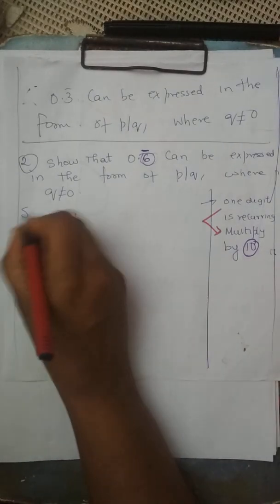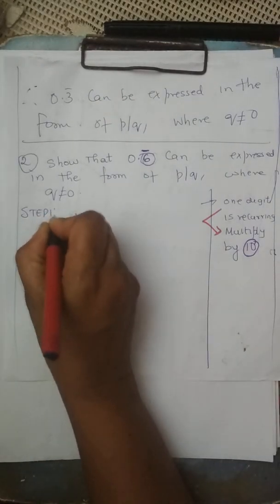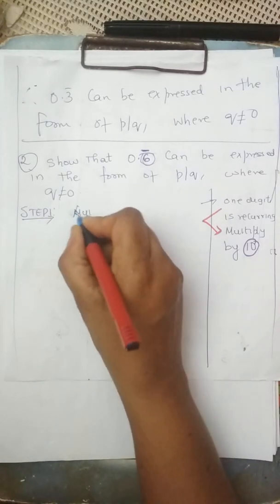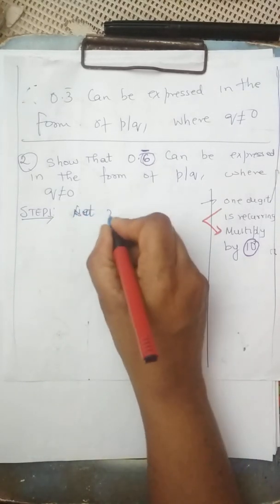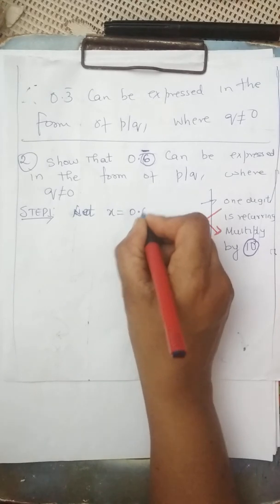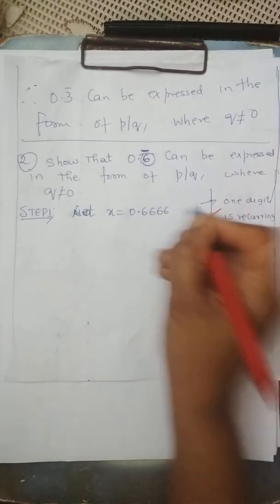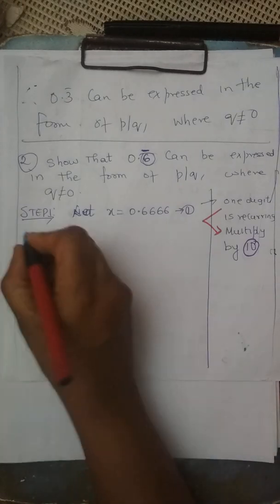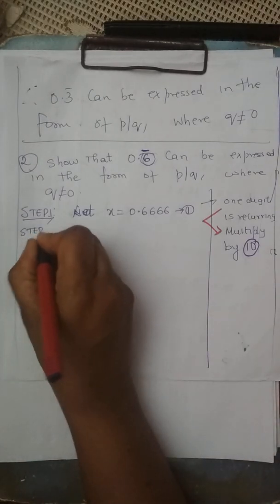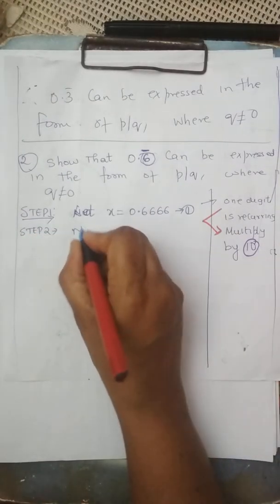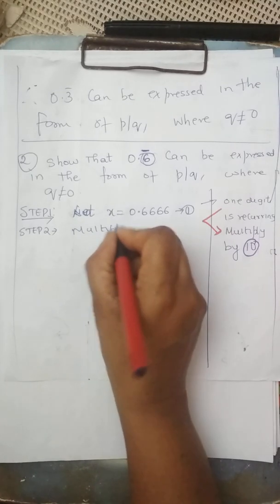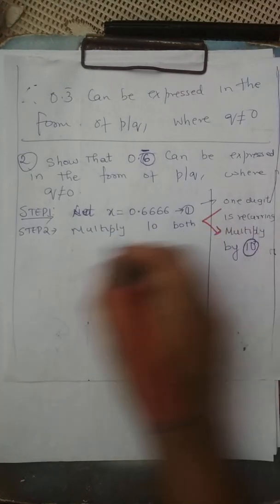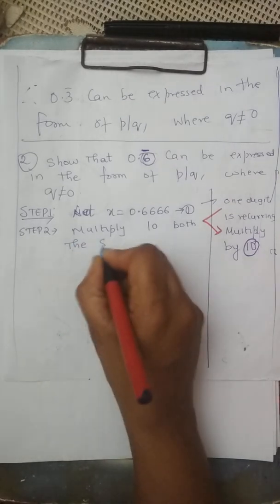So, what's the first step? First step is let x equal to 0.6666. That is the first step, not multiply. Multiply is the second step. And second step, multiply 10 both the sides. Say after me, 10. Why 10? Because it is one digit.